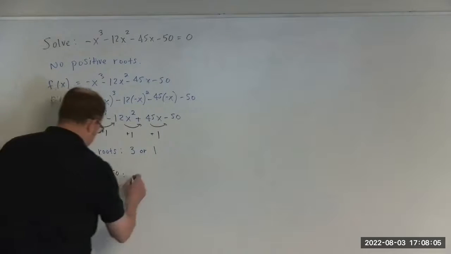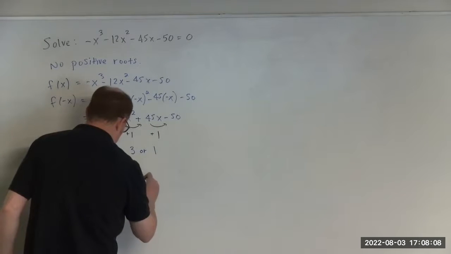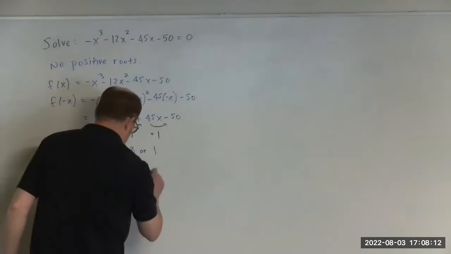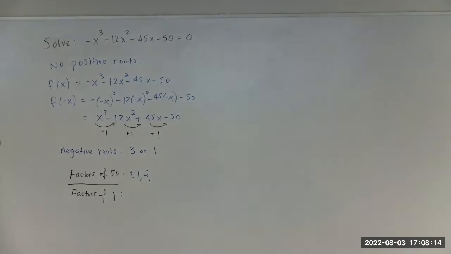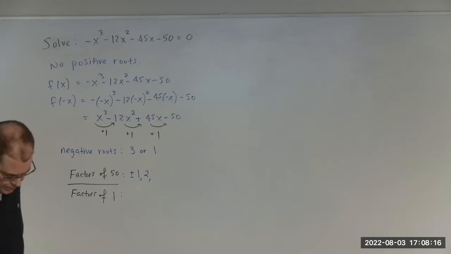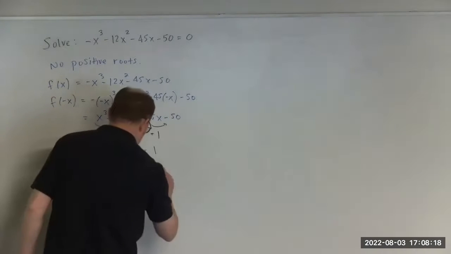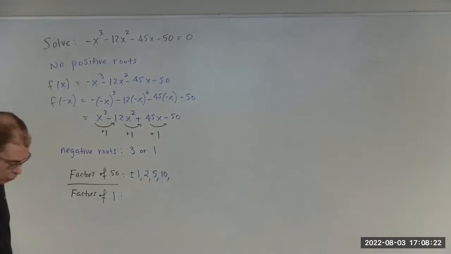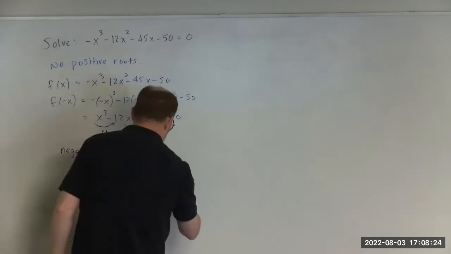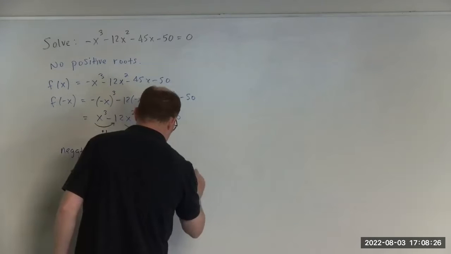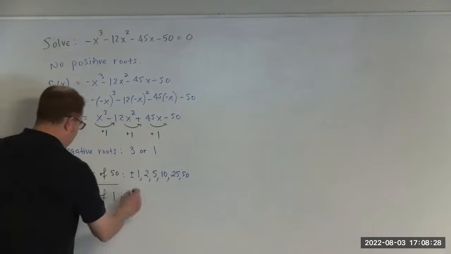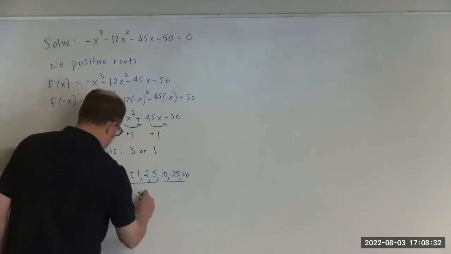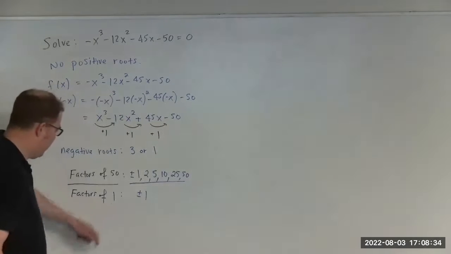All right, so let's build our list. Factors of 50, and we include plus or minus, right? So we have plus or minus 1, obviously 2 is the next one, and then 5, 10, 25, and then 50. So you count the number itself, right? And then we're going to divide this by factors of 1.